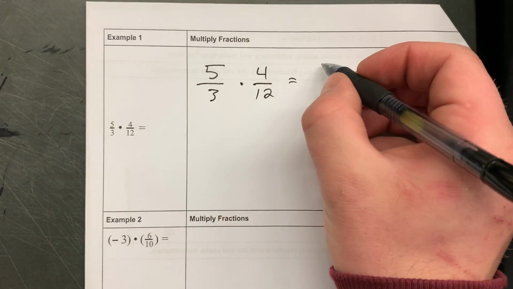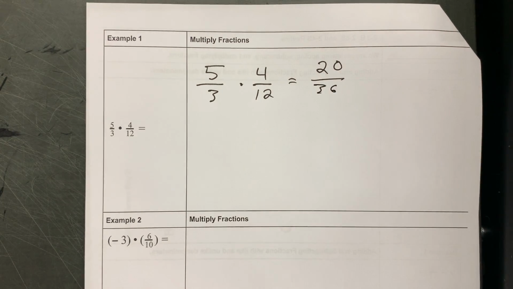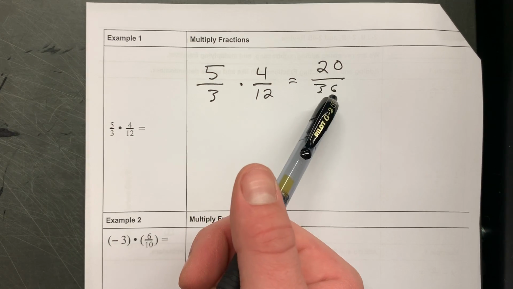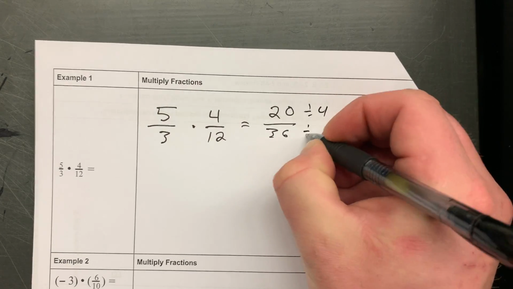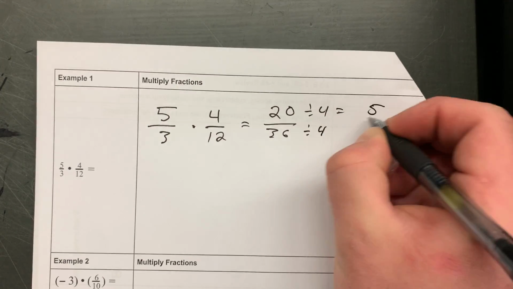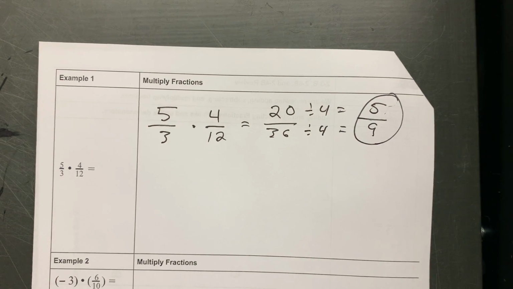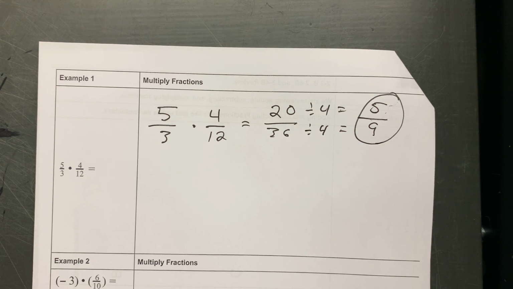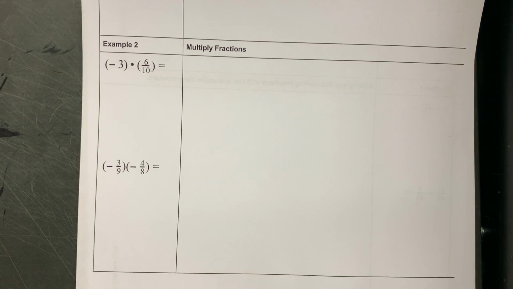5 times 4 gives me 20. 3 times 12 gives me 36. I can reduce that. I know that both those numbers are divisible by 4, because 5 times 4 gives me 20, and 9 times 4 gives me 36. So I can divide each by 4, which gives me a new fraction, a reduced one of 5/9. Again, multiplying fractions, I can multiply straight across the top, straight across the bottom. If I go down to example 2 of this part here.